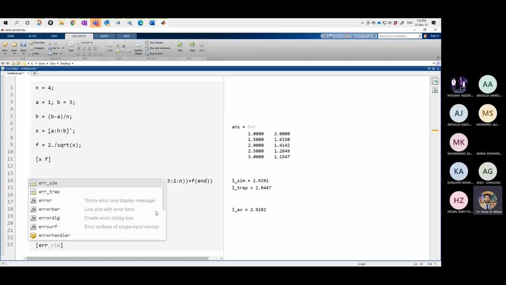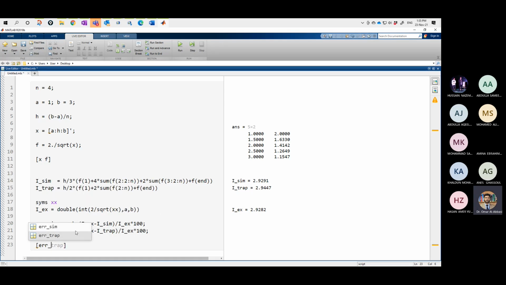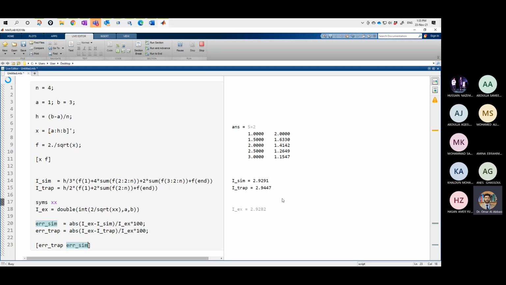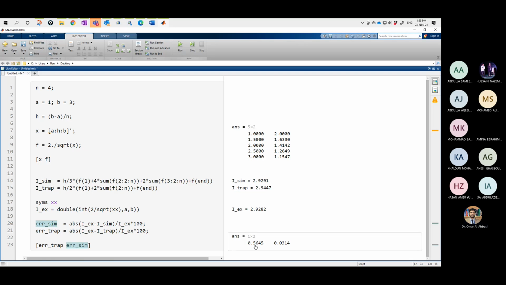Error, trapezoid and error, Simpson. Let's run that code again. Notice, guys, this is 0.5%, where the Simpson's rule is 0.03%, which clearly you can see is way more accurate in comparison to the trapezoidal rule.